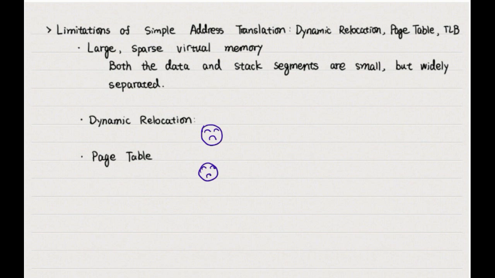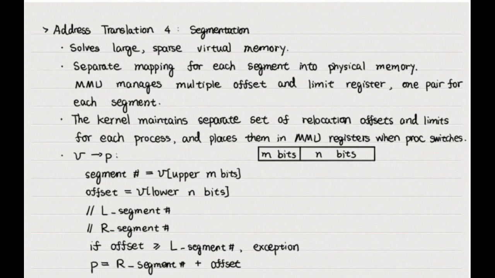Next, we will examine two solutions to internal fragmentation. One way to solve internal fragmentation is segmentation. We divide the virtual memory of a process into 3 segments: code, data, and stack. Then we maintain separate mappings for each segment into the physical memory. In other words, the code, data, and stack segments do not have to be contiguous.